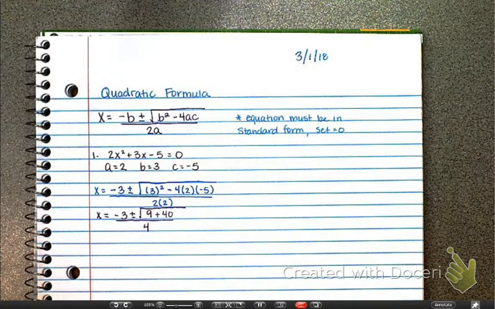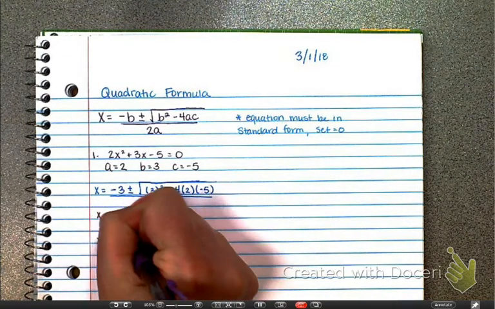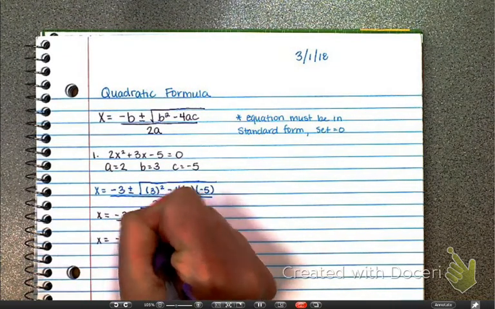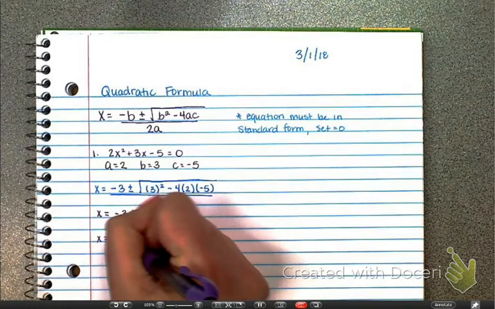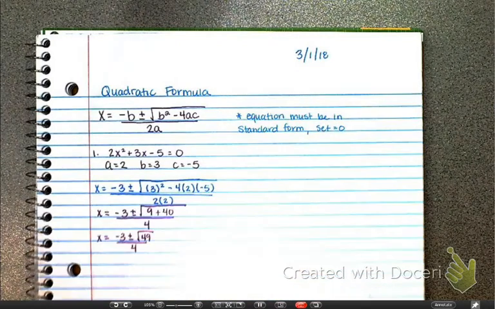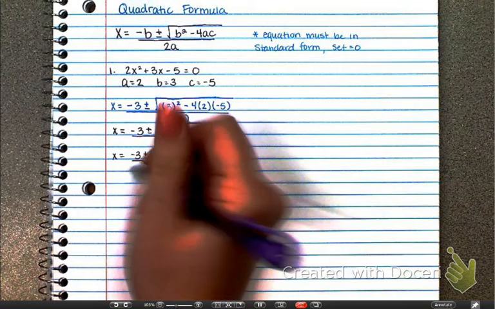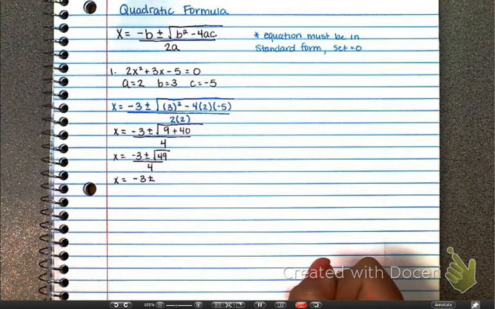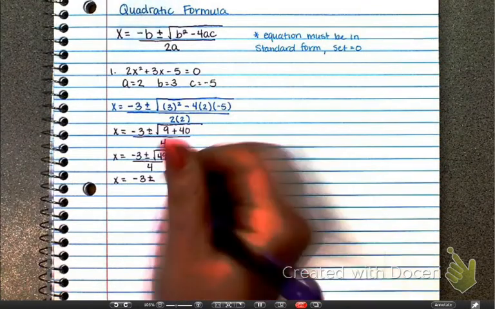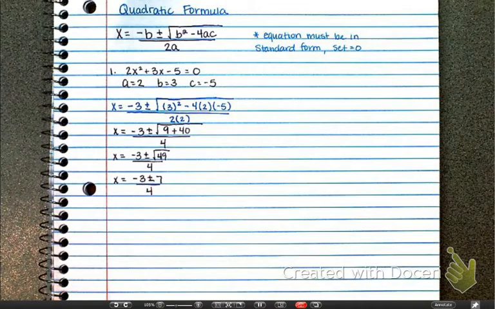I can continue to simplify, right? So negative 3 plus or minus 9 plus 40 is 49, all over 4. Can I simplify anything else? The square root of 49. So I have negative 3 plus or minus 7, all over 4. How many answers do you think you're going to have? 2.